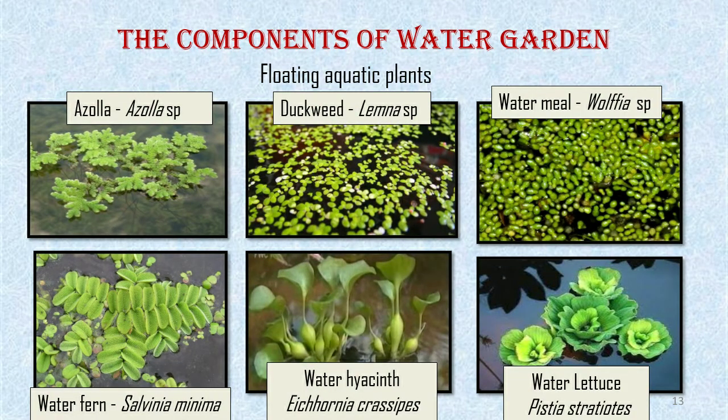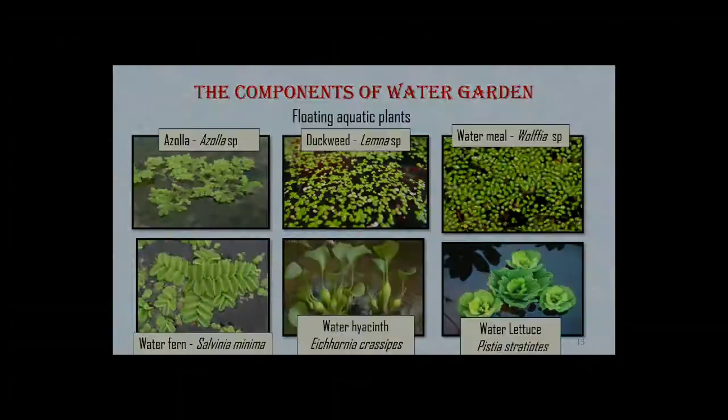Second, floating aquatic plants. It includes Azolla, that is Azolla species, duckweed, that is Lemna species, watermeal, that is Wolffia species, water fern, that is Salvinia minima, water hyacinth, that is Eichhornia crassipes, water lettuce, that is Pistia stratiotes.